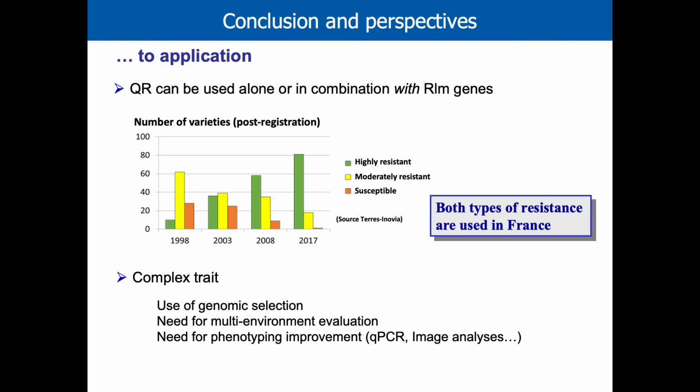As we have seen, quantitative resistance is a very complex trait for which genomic selection would be interesting to use, with, of course, establishment of the prediction equation in genetic backgrounds that are used in breeding programs. This needs multi-environment evaluation to get relevant results, and this would need, I think, further phenotyping improvement to get easier or more precise resistance assessment. This can be done with different methods such as qPCR or image analysis.